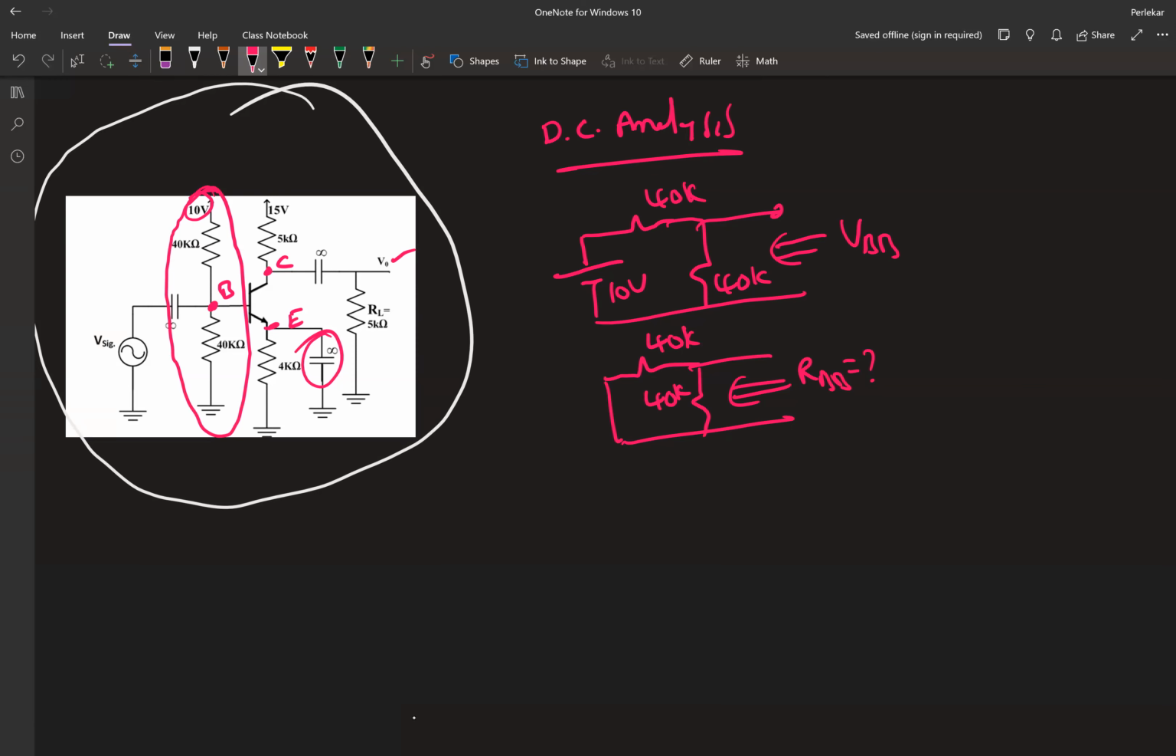So here I can see RBB equals 40K parallel with 40K. This must be 20K. And VBB, the 10 volts, is going to divide equally across 40K and 40K. Or you can use the voltage division rule: 10 multiplied by the same resistance divided by the total resistance. So that will be 5 volt.